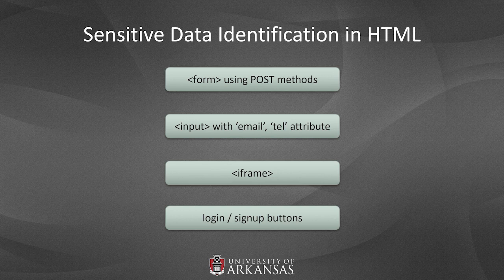To convert the defined sensitive data so that we can program them in the algorithm, there is a list of HTML elements that deserve special attention. So there are form elements that are sent by post methods, input fields with email or telephone as their attributes, iframes, because it is common for iframes to contain bank transaction data, and lastly, login or sign-up buttons, because they can dynamically create new sensitive data on the page.